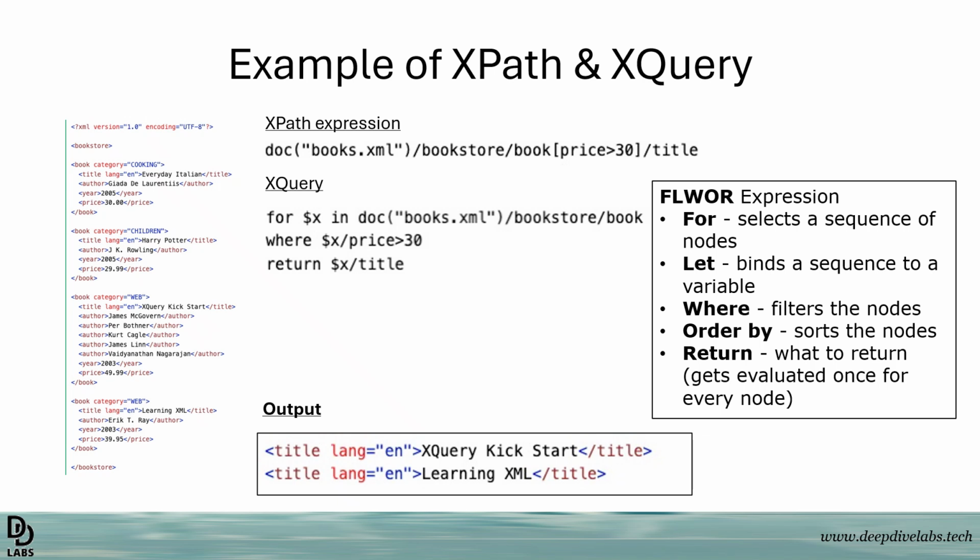So at the end of the day, the output that you are going to get from it is the XQuery Kickstart and Learning XML, because if you look at your XQuery Kickstart and Learning XML, the price is greater than 30. Whereas your Harry Potter and your Everyday Italian, the price is 30 or 29.99, right? So this is typically how you would query your XML database.